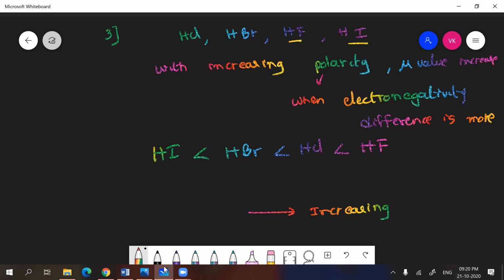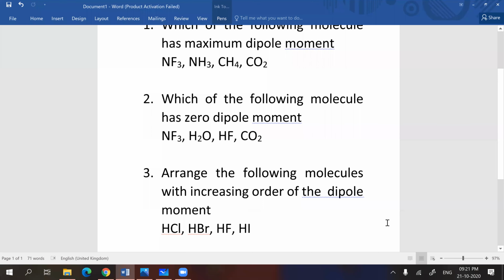And if you want, you can note down the values. The value for HI is 0.4 D, then 0.8 D, 1.1 D, and this is 1.8 D. So HF has the highest dipole moment. The answer for this question is this one. You have to arrange in this way. Now let's move to the next question.